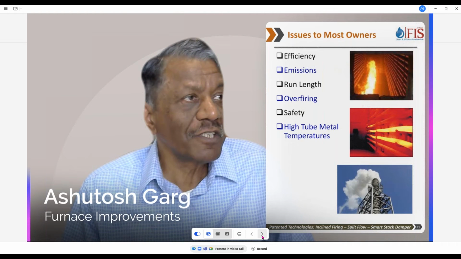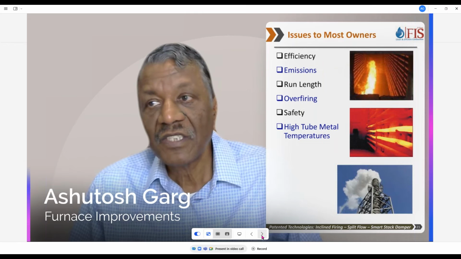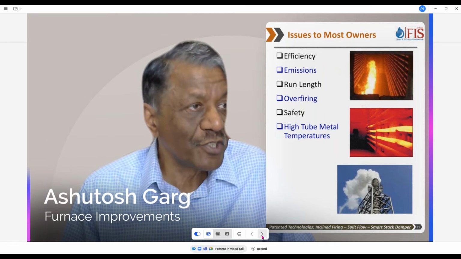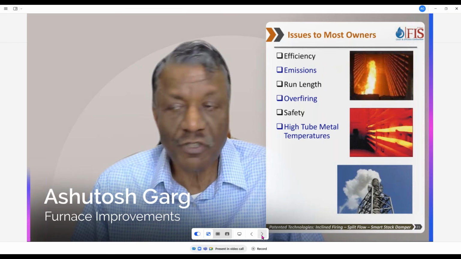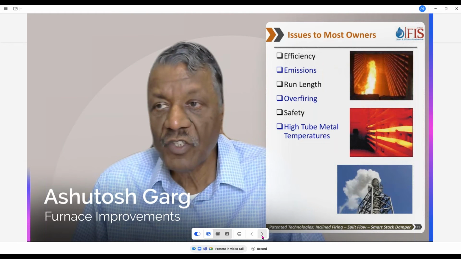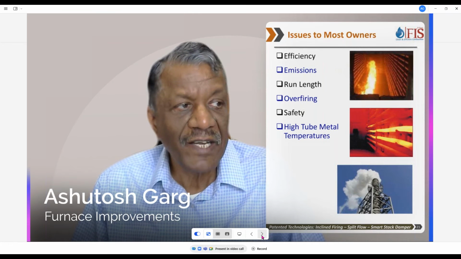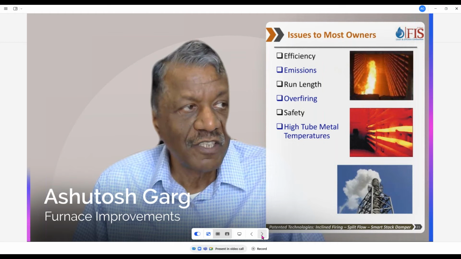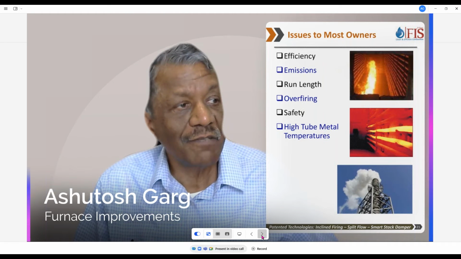So issues important to most owners are efficiency. Emissions are also important. They have to comply with EPA, state and local pollution authorities. Run length, the most important issue. Overfiring, safety, and high tube metal temperatures. So you can see some of the heater pictures over here.